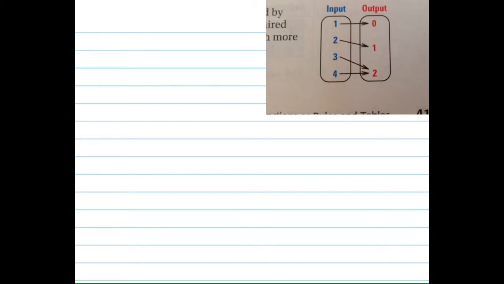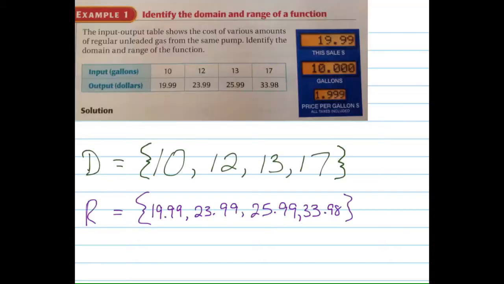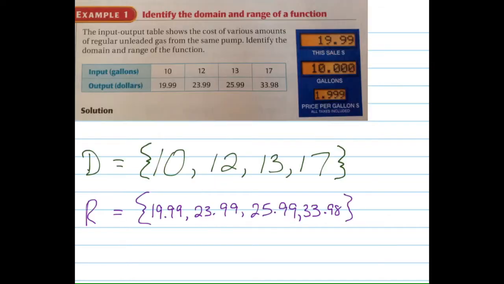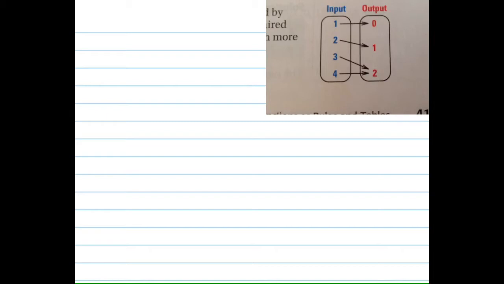Now let me ask you a question. If we go back to the qualifications of being a function, it says that each input can have only one output. Is this mapping diagram representing a function? Does it fit that rule? Does each input have only one output?